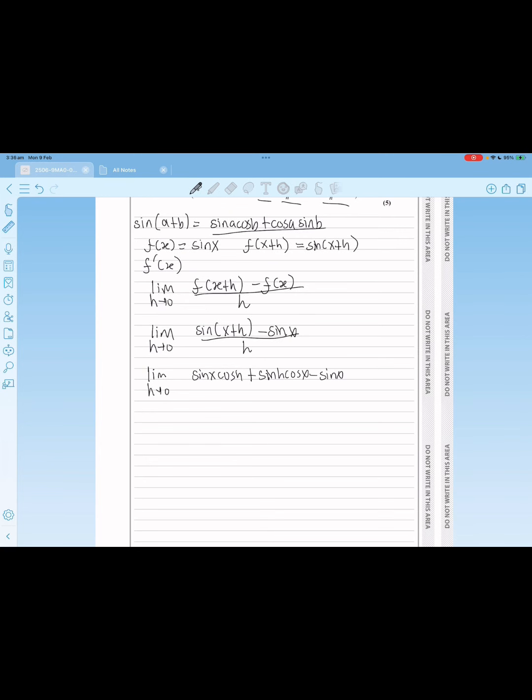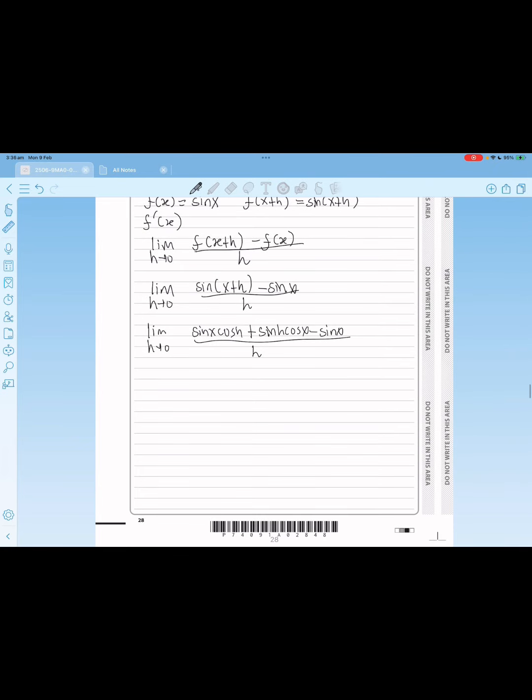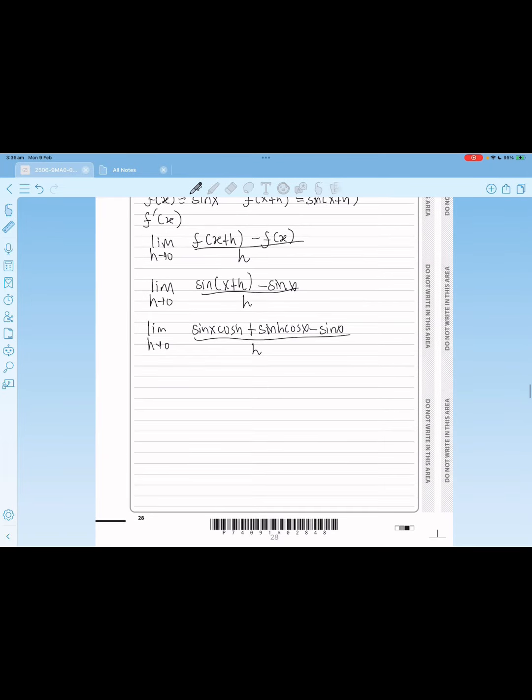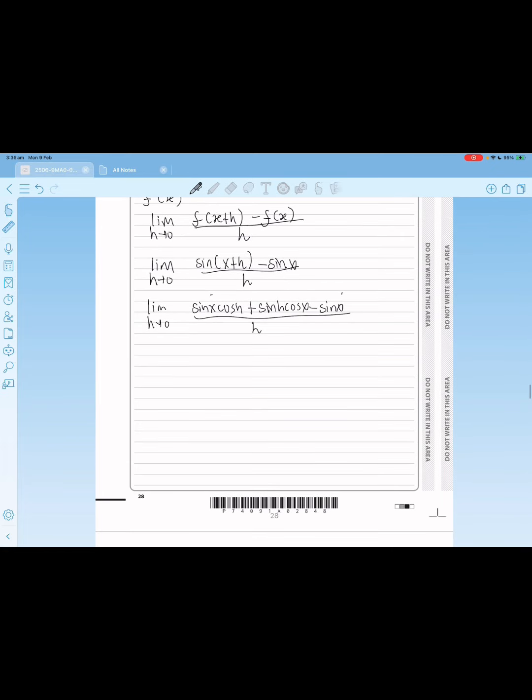The people who do further maths will know I'm getting quite confused right now because I keep thinking that's sinh and cosh, but that's fine. Okay, let's keep going on. Let's factorize out what we can now. I know that there's a sine x common here and here, so let's go for it. The limit when h tends to 0 is, let's factorize out that sine x, and we're left with cos h minus 1 plus sine h cos x divided by h.